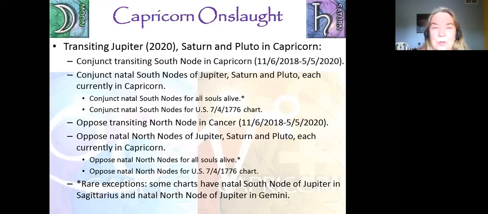They will also then, transiting Jupiter, Saturn, and Pluto, oppose the north nodes of transiting Jupiter, Saturn, and Pluto in Cancer. Whoops, excuse me, this should be Cancer. I got a little mistake here. I'm going to make a little note here for myself so I can change my PowerPoint slide.